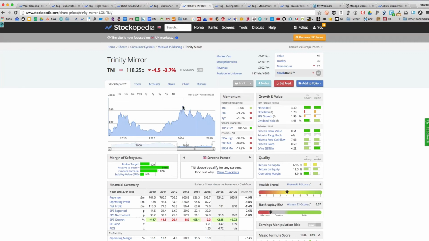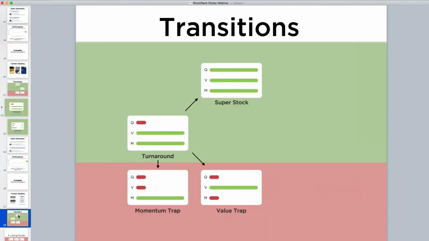So these turnarounds can be a great source of 10 baggers, but often in this area, Trinity Mirror is a newspaper publisher. It's not a great place to be in business, and as you can see, there are plenty of reasons why you might not like it. Now it's actually looking much more like a value trap again, because you can see a high value but low quality and low momentum. So this shows you some of the transitions again that these kinds of shares will move through. Again, a turnaround can move back to a value trap if its business doesn't really significantly improve.